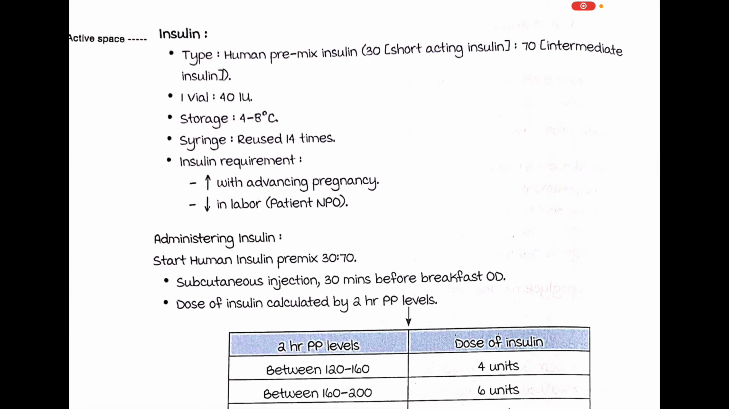Insulin type: human premix insulin 30, which is 30% short acting insulin and 70% intermediate acting insulin. One vial contains 40 international units. Storage is at 4 to 8 degrees Celsius. The syringe can be reused 14 times. Insulin requirement increases with advancing pregnancy and decreases in labor, as the patient is nil per oral.